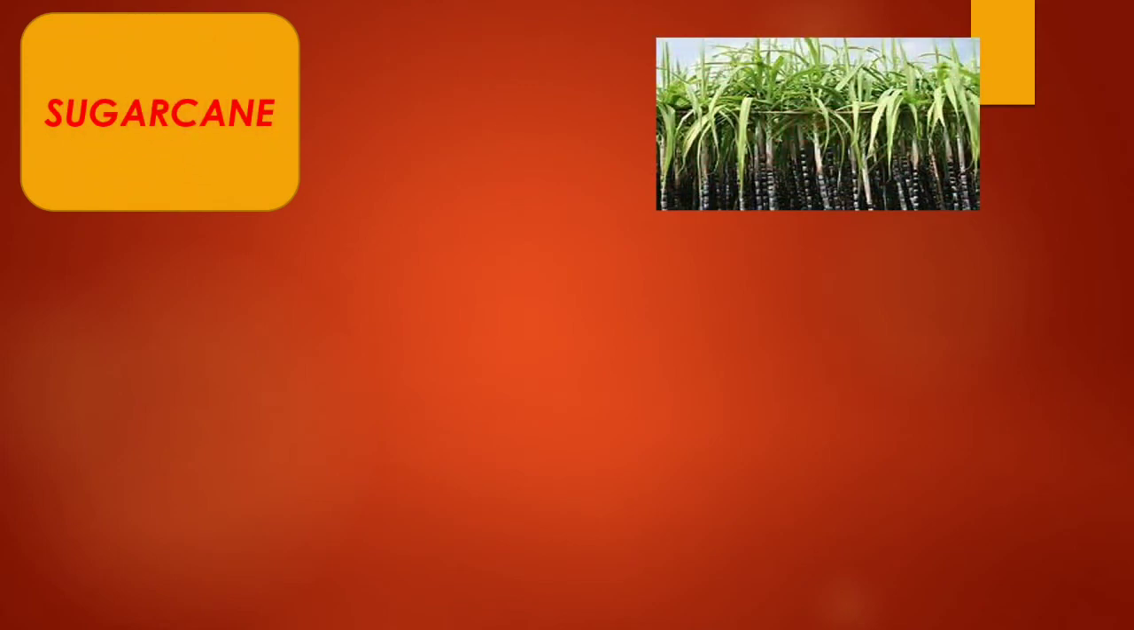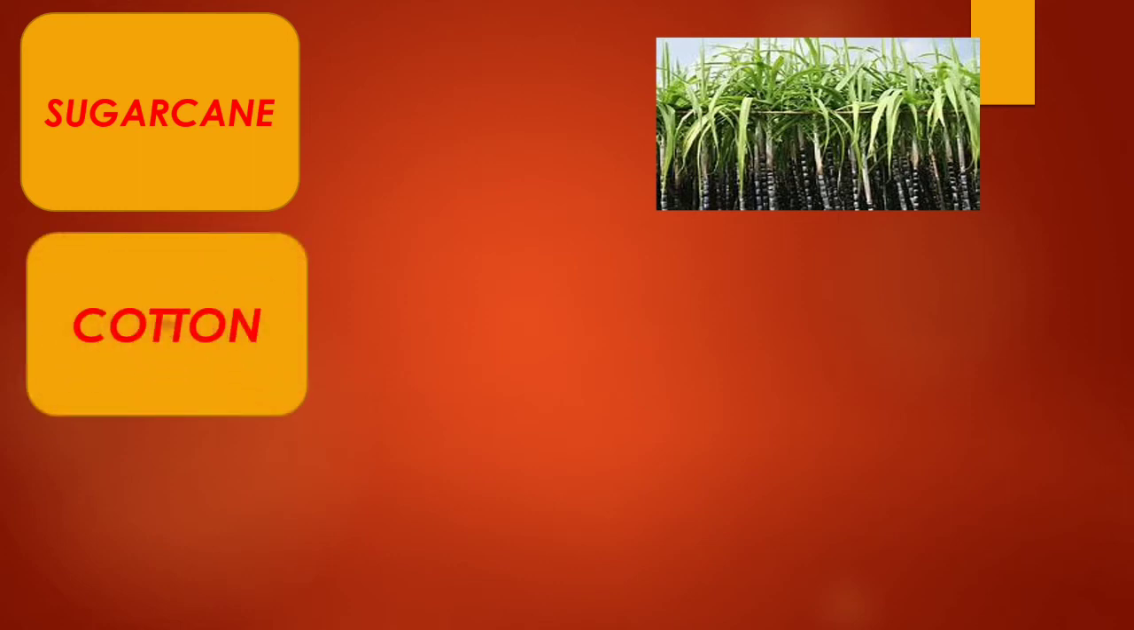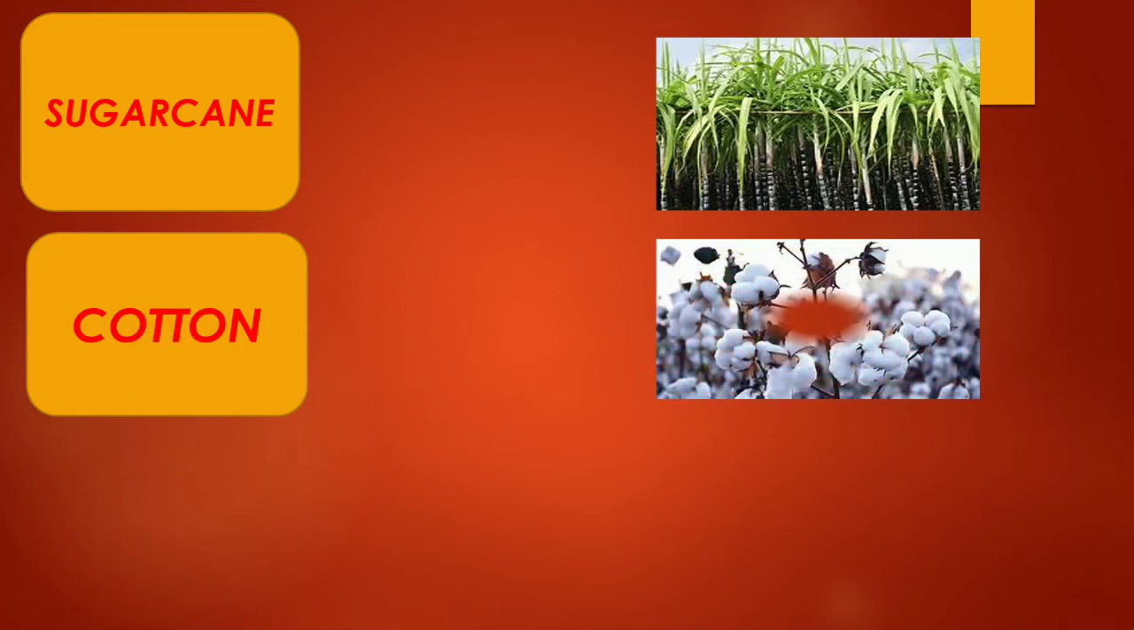Sugarcane. Sugar is made from sugarcane. India is one of the largest producers of sugarcane in the world. It is mainly grown in Uttar Pradesh, Maharashtra, Gujarat, Karnataka, Tamil Nadu and Telangana. Cotton. Cotton is used for making cloth. It is mainly grown in Gujarat, Maharashtra, Punjab, Haryana and Telangana.